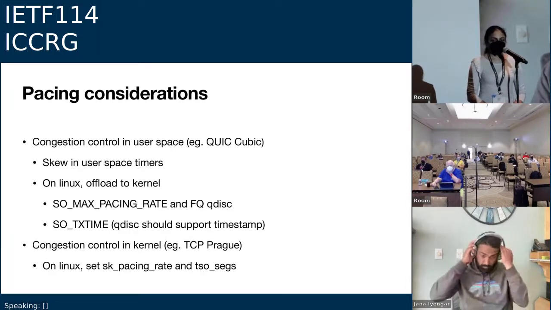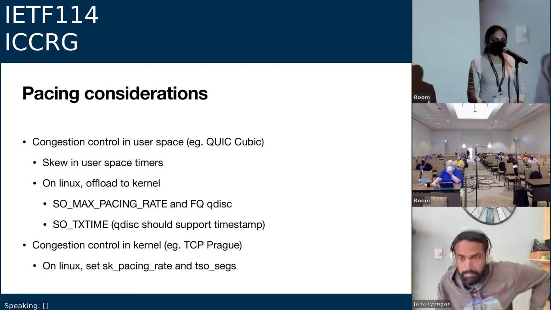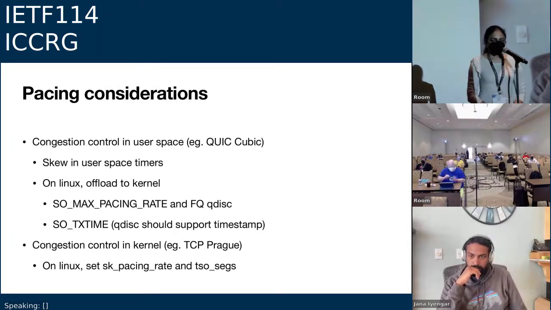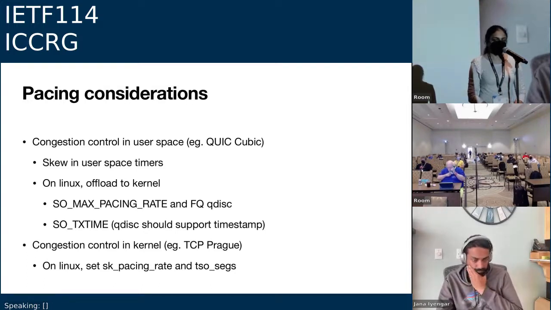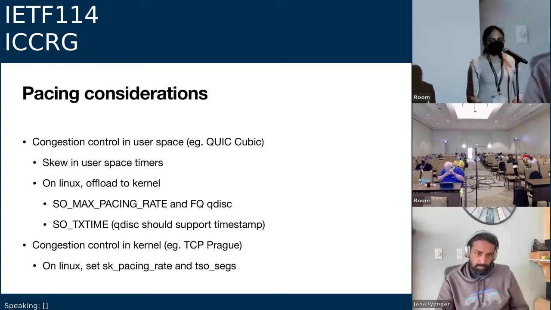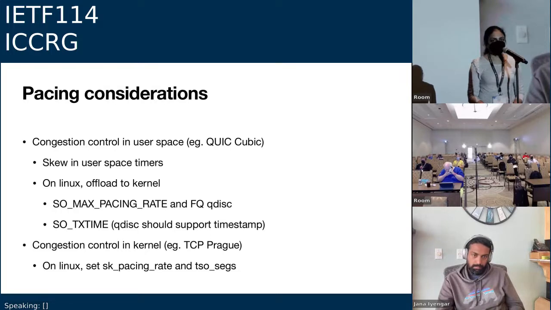Another important thing for L4S and Prague is pacing is mandatory, because otherwise you will create burstiness and you will see a lot of marks. And for pacing, there are obviously things to consider, like if your congestion control is in user space, for example, the QUIC protocol has congestion control in user space. What kind of pacing would you want to use? Because you need more fine-grained pacing than what you might have been using right now. So if you use user space pacing, you could have skew in timers that could basically cause some amount of bursting if the pacing is not accurate.